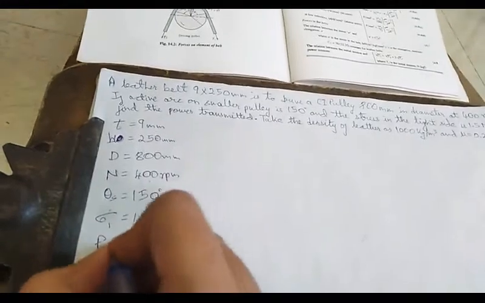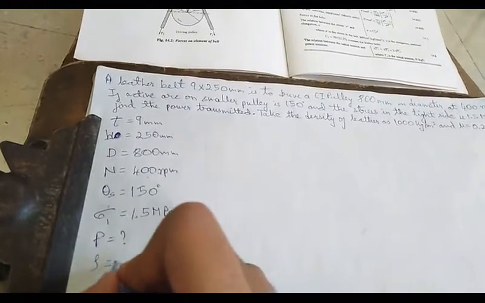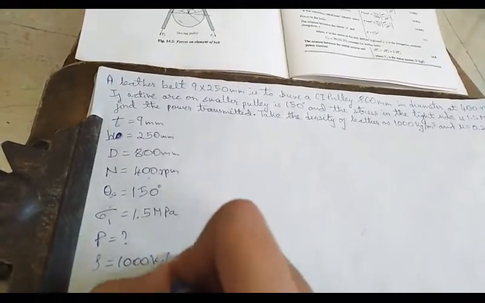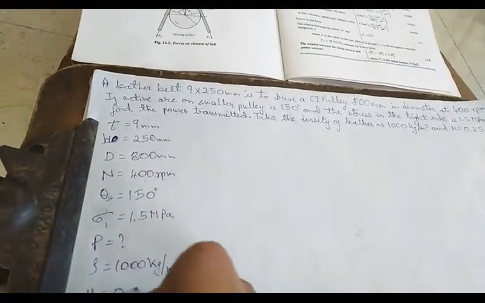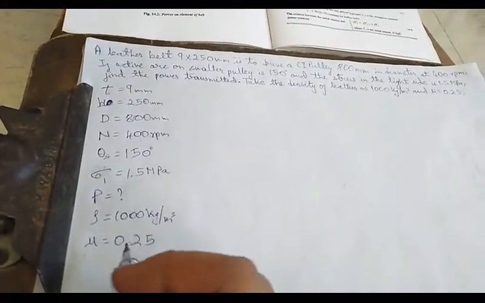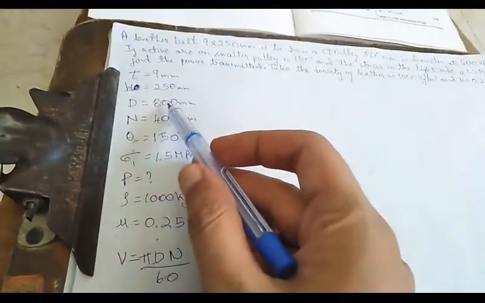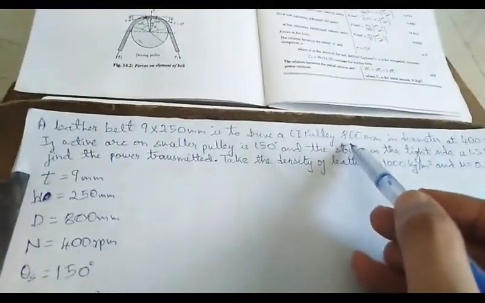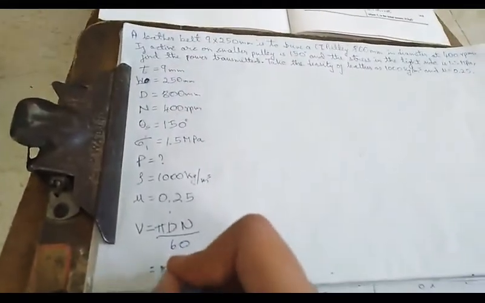Find power transmitted. They are asking us to find the power. Take density of leather as 1000 kg per meter cube. And mu coefficient of friction 0.25. Mu as 0.25. So before proceeding we shall find the velocity. Velocity is given by pi dn by 60. So they have given the diameter and speed of pulley, 800 mm diameter at 400 rpm. We shall find the velocity of this pulley.